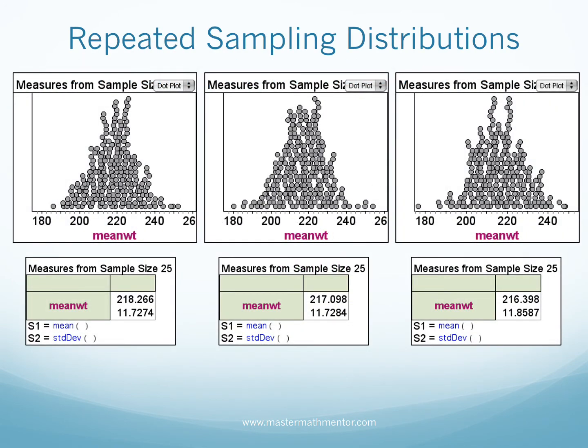So again, we look at three examples of sampling distributions of size 25. Notice how again the mean of all three examples appears to be in that 215 to 218 range. That seems to be even more evidence that the population mean is in that interval. However, there is a distinct difference between the sampling distribution of size n equals 10 shown previously and sampling distribution of size n equals 25. Do you see it?